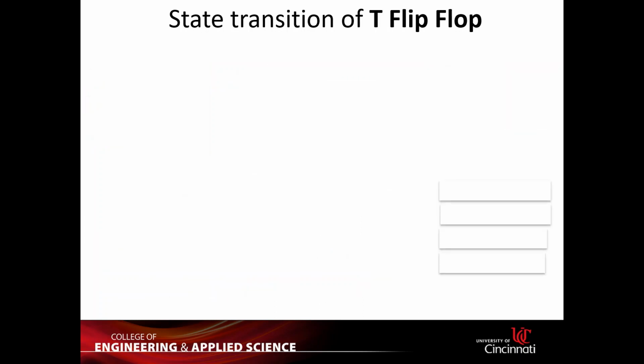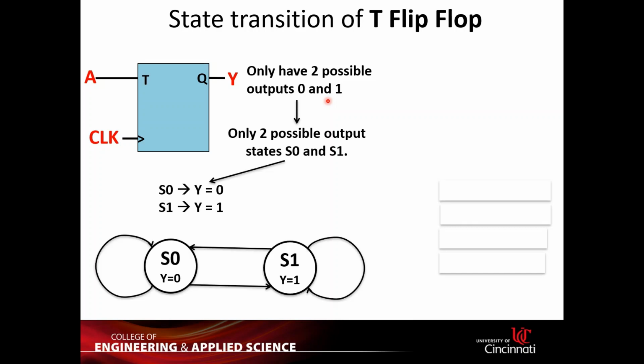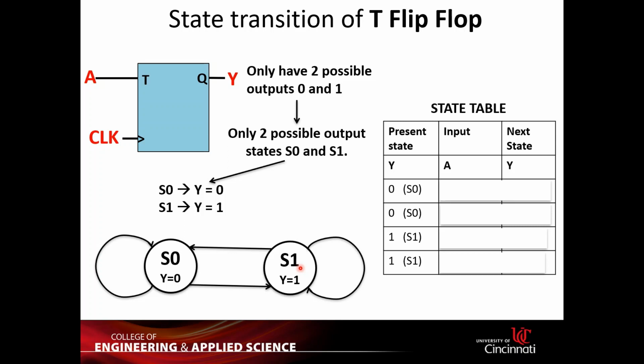Now we will repeat this exercise on the T flip-flop, which is a lot simpler than the JK flip-flop, because technically, if you remember, for the T flip-flop we just connect the J and the K together and supply a single input. Likewise, the output only has two possible outcomes, 0 or 1, so we only have two possible states, and we can make a state diagram. Of course, we can write down the state table too.